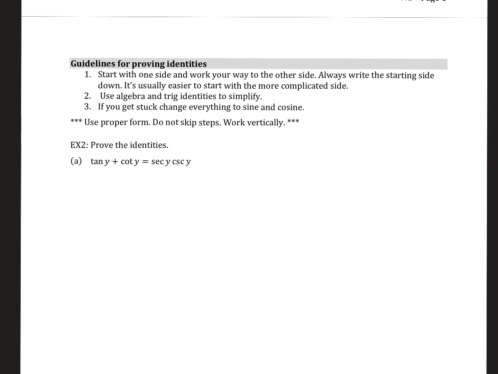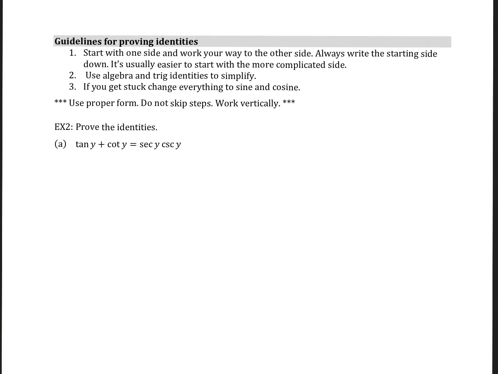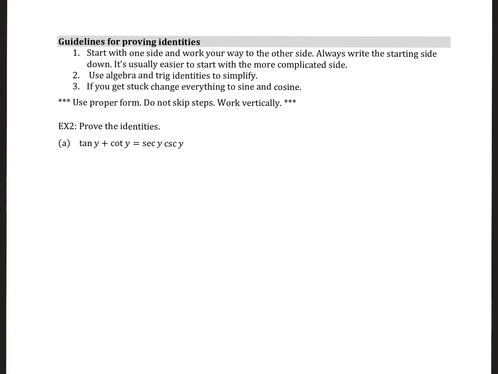So now we're looking at something that basically is like playing with a Rubik's Cube. Not really, but it's what I think of when I think of these. These are guidelines for something called proving identities. I don't know if you recall, but I have sine squared x plus cosine squared of y equal to 1.